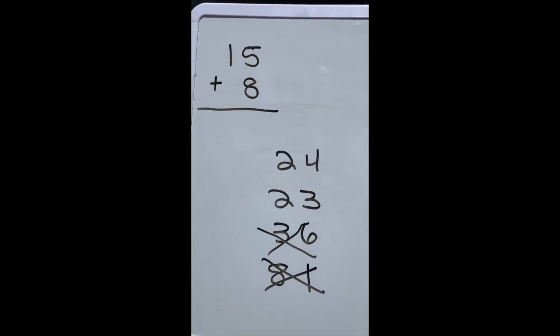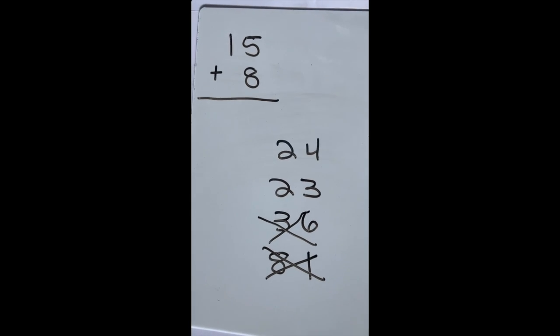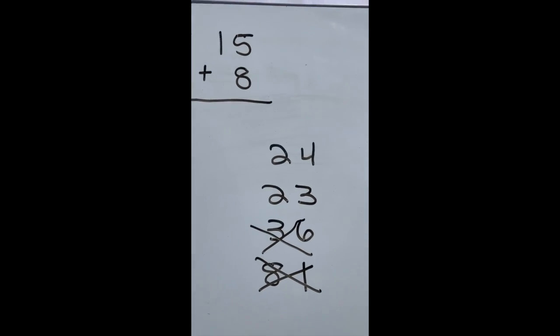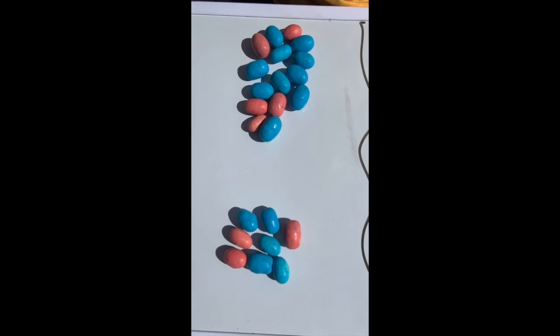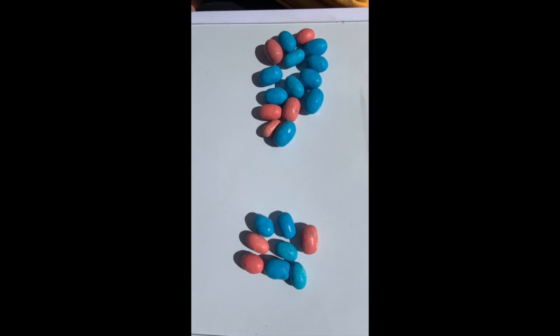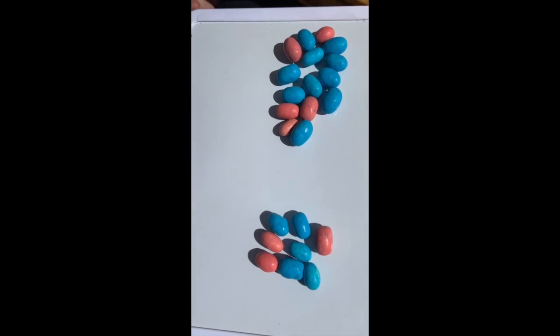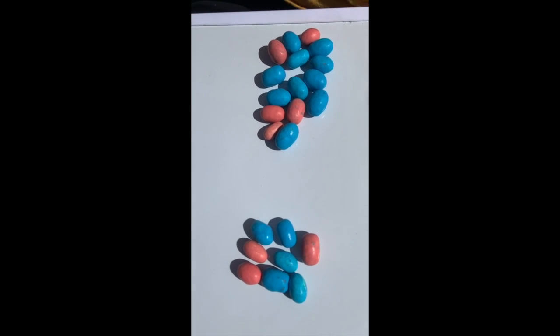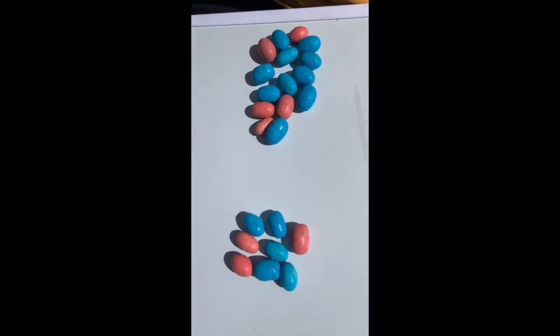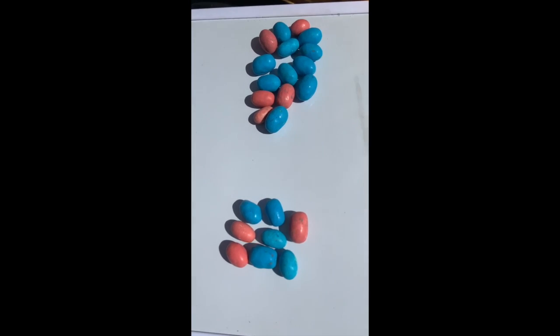So we're going to solve this addition problem using compensation, and we're going to find out which answer it really is. Normally the students would have blocks in their classroom, but since we're using robin eggs, I laid out 15 over here and 8 over here. The next step would be to ask the students how they think we could break apart one of these numbers and make it easier to add. Give them time to think and then ask them.